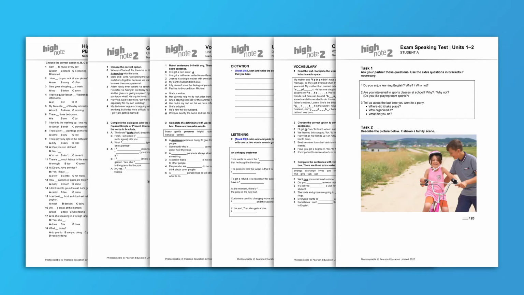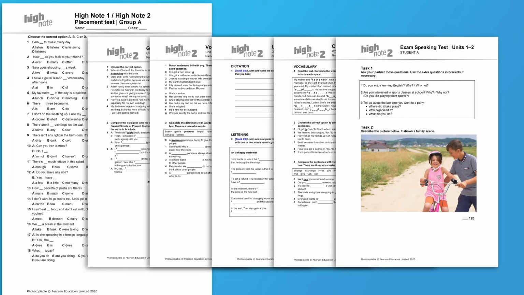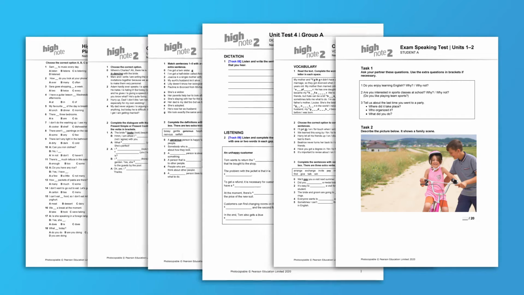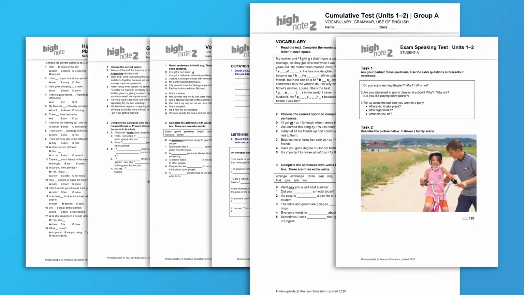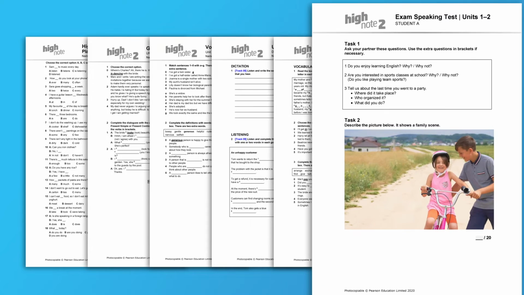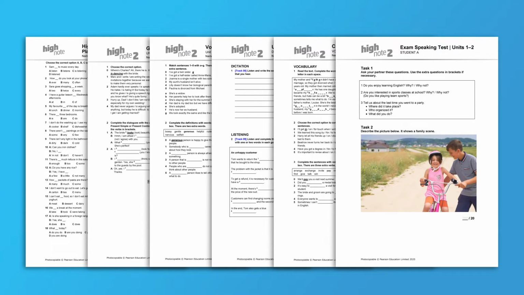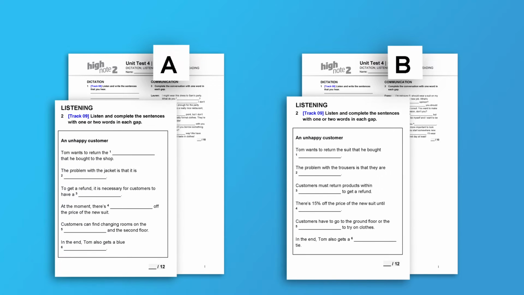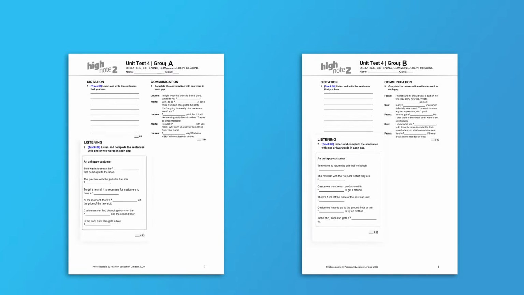Level 2 of HighNote includes 1 placement test, 20 grammar quizzes, 10 vocabulary quizzes, 10 unit tests, 5 cumulative review tests, and 5 exam speaking tests. Each test comes in A and B versions. These are the same in terms of level and task types. However, except for the writing, the items are different. For listening, the A and B tests use the same audio, but they have different tasks.